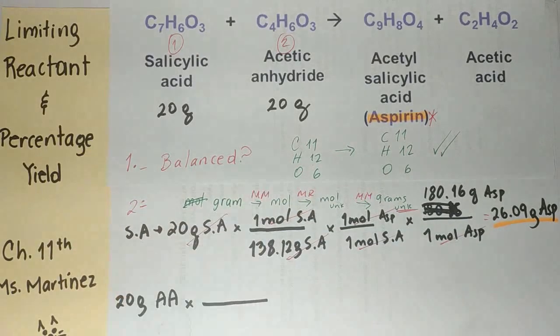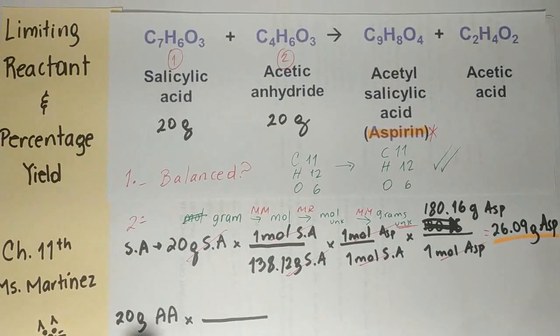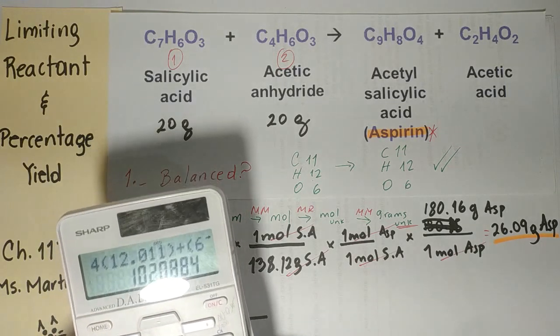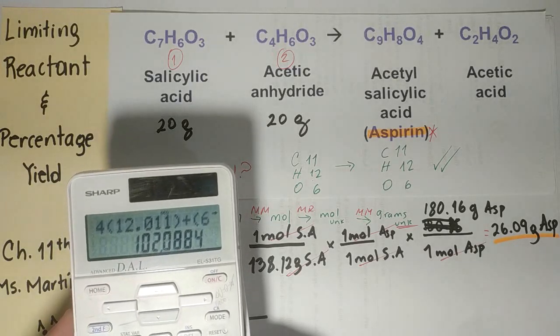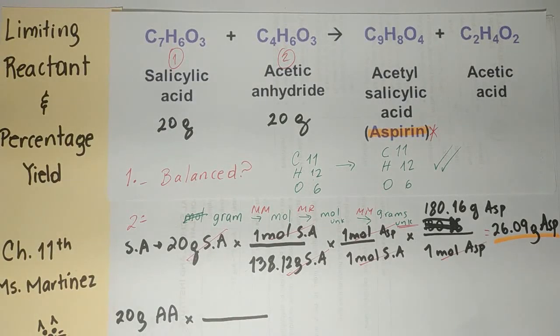So first of all, we're going to need the molar mass of the acetic anhydride. So we have 4 carbon plus 6 hydrogen plus 3 oxygen. Remember to keep the calculator with you. So the molar mass gave us 102.09. I'm going to see if I didn't commit any mistake.